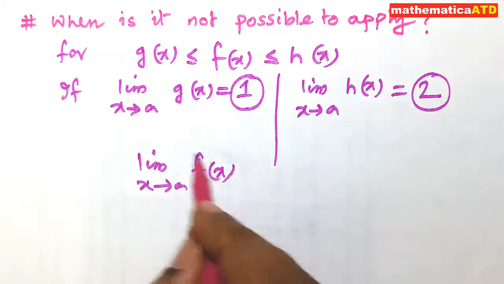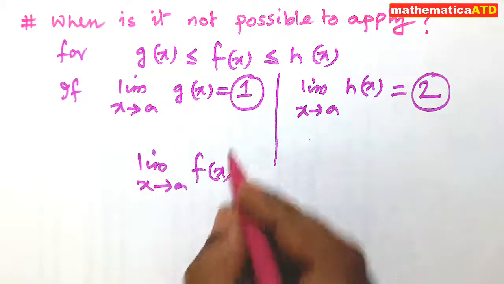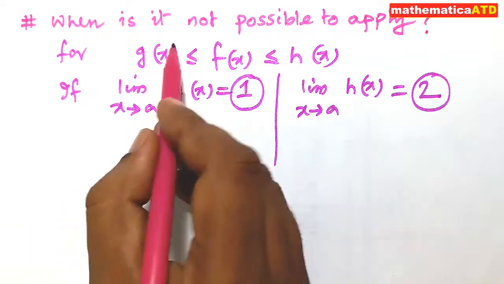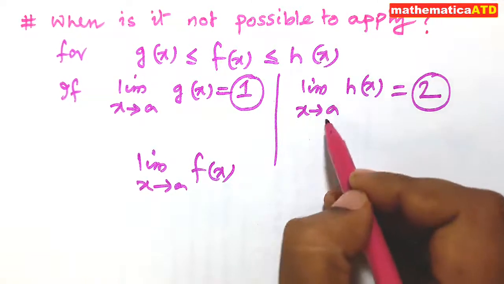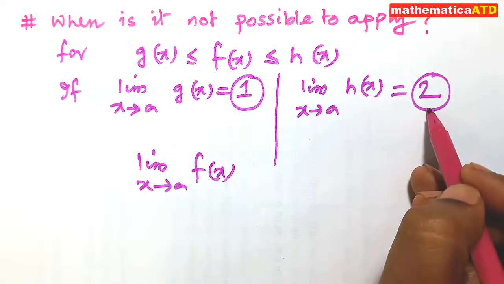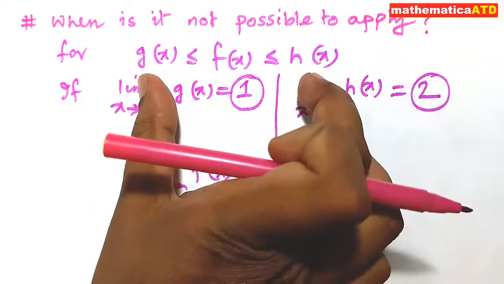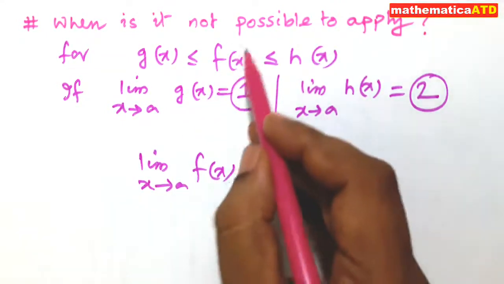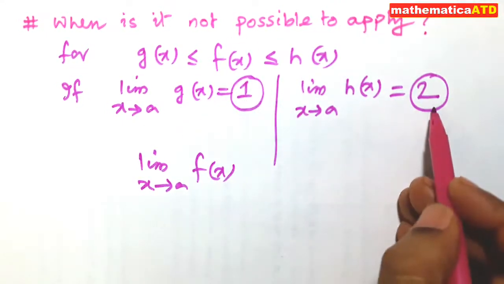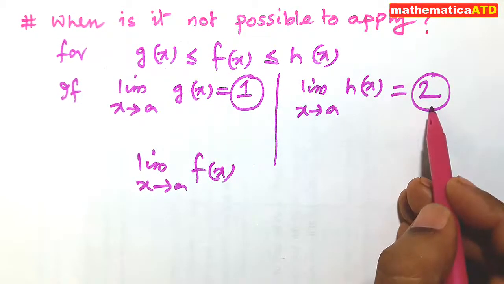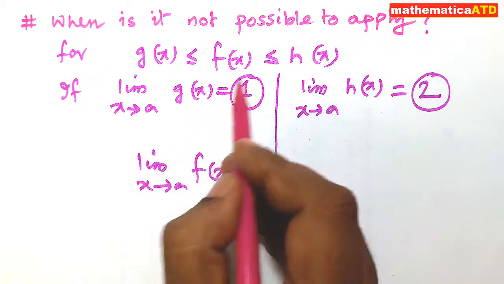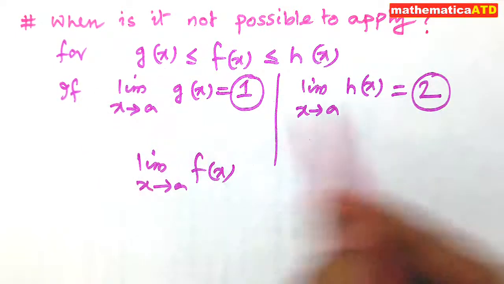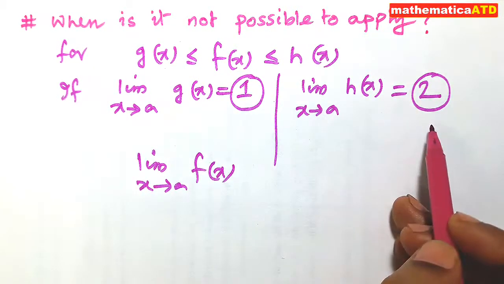Now friends, this will obviously lie between 1 and 2, because the limit as x tends to a of g(x) is 1 and the limit as x tends to a of h(x) is equal to 2, and f(x) is squeezed in between g(x) and h(x). So obviously its limit as x tends to a will give an output in between 1 and 2, isn't it? So we cannot write the exact limit of f(x). That means its limit will lie between these two limiting values, 1 and 2.